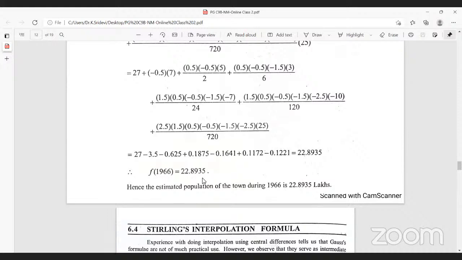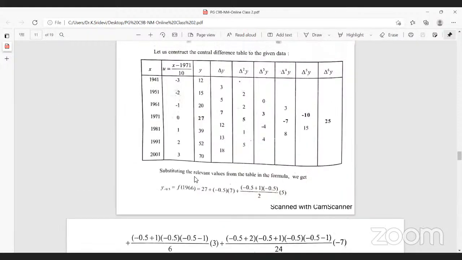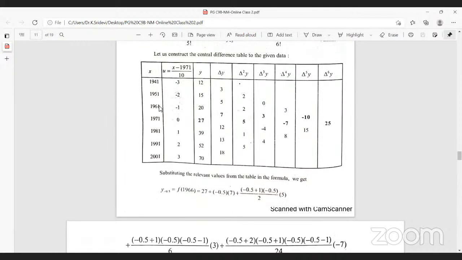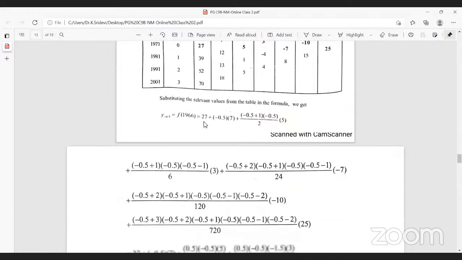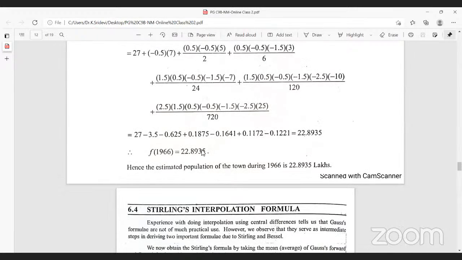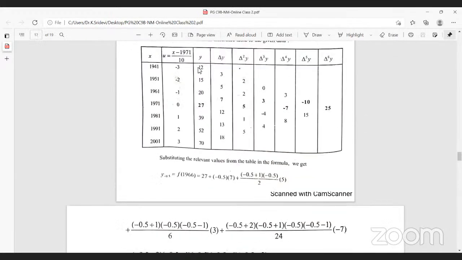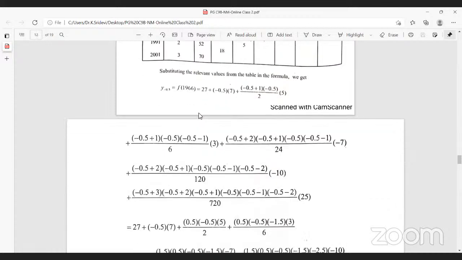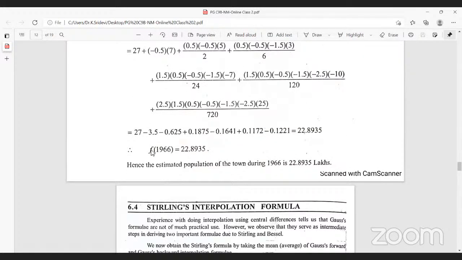22.8935. Now, where is 1966? 1966 lies between 1961 and 71. And what is our U value? It lies between -1 and 0. So definitely the Y value should lie between 20 and 27. What is our value here? 22 point something. So definitely it is in between 20 and 27. So our value is accurate. So 22 point something lakhs population in the year 1966.